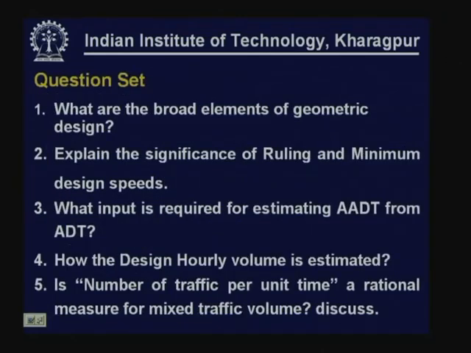Now, you can try to answer these questions. What are the broad elements of geometric design? You can try to answer what broad elements are normally considered for the geometric design process. Question 2, explain the significance of ruling and minimum design speeds. Whenever design speed is specified, two values are available, ruling speed and minimum speed. You can try to explain the significance of that.